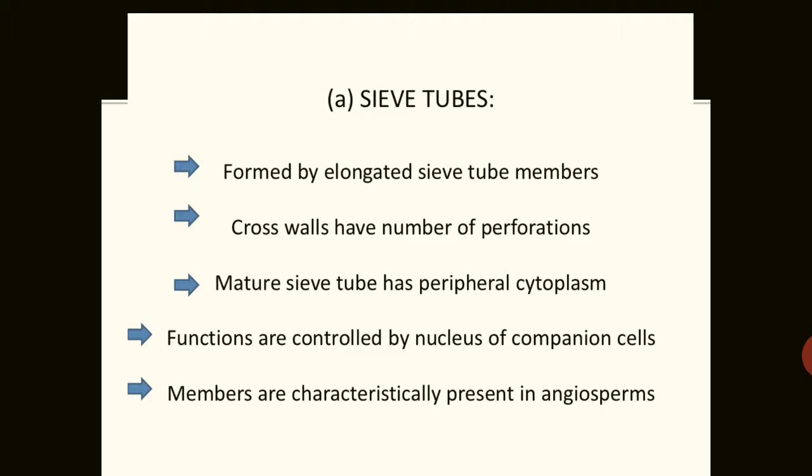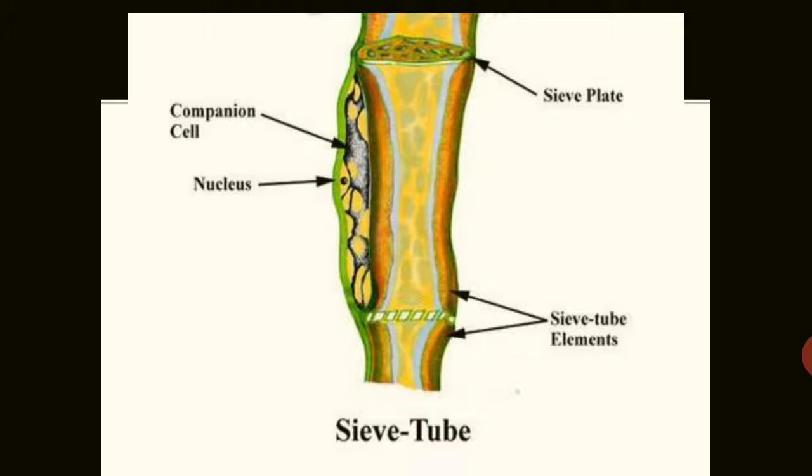The first one is the sieve tubes. It is formed by elongated sieve tube members, meaning the cross wall has a number of perforations, very fine holes. Mature sieve tubes have peripheral cytoplasm, and their functions are controlled by the nucleus of the companion cells. These members are characteristically present in the angiosperms, meaning sieve tubes are present only in angiosperms, not in other plant groups. This is the sieve tube case.